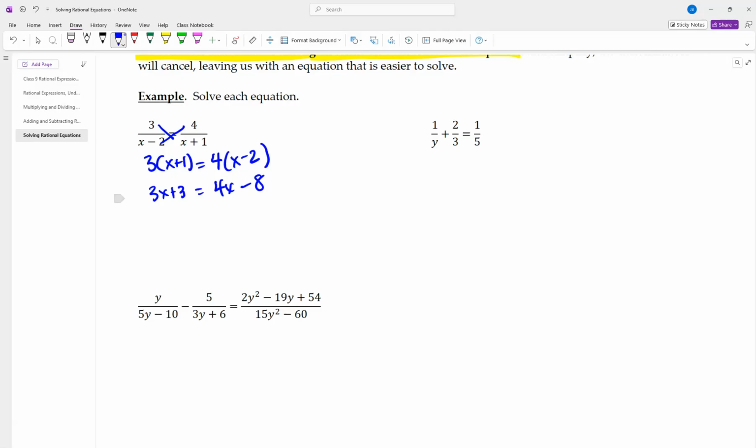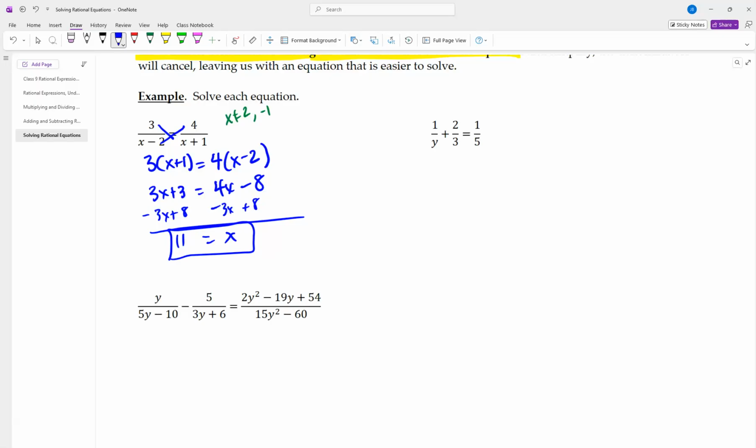I'm going to subtract 3x from both sides and simultaneously add 8 to both sides, so that on the right-hand side I get x, and I get 11 on the other side. I note that 11 is not restricted, or is not an undefined value. Here we note x can't be 2 and -1. Otherwise, if we did get one of those values, we would just have to remove it and potentially say no solution. All right, next one.